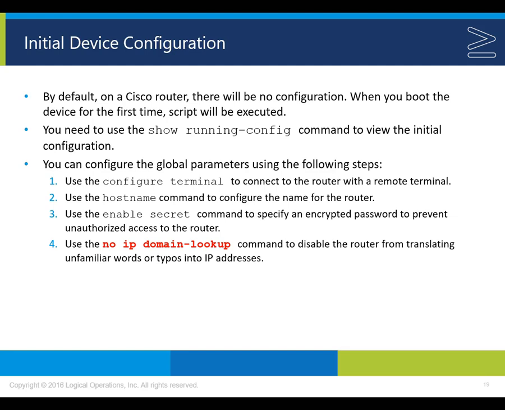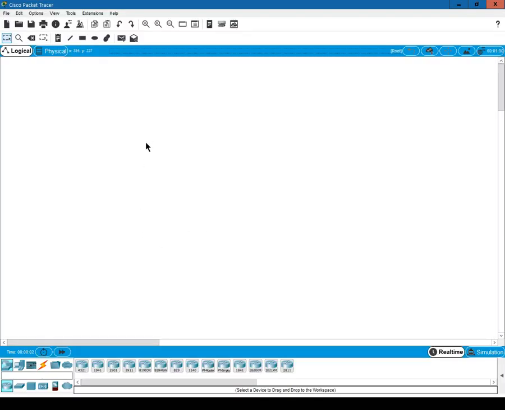The initial configuration, to configure the global parameters, configure terminal, connect to the router with a remote terminal. And I'll go back to Packet Tracer, because when I click on the CLI, there is no CLI on the devices themselves. Use the hostname command to configure the name of the router, and the enable secret password. One of the reasons that you do need the enable secret password, let's get a couple of devices in here just to do the connectivity, to see what we could do with these things.